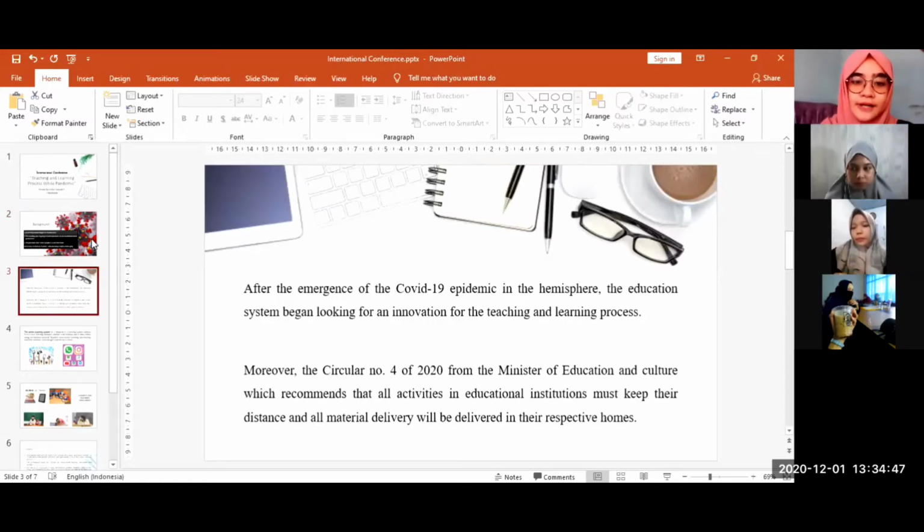After the emergence of the COVID-19 epidemic that has now become a pandemic, the education system began looking for an innovation for the teaching and learning process. Moreover, there is Circular Number 4 of 2020 from the Minister of Education and Culture, which recommends that all activities in educational institutions must keep their distance and all material will be delivered in their respective homes.